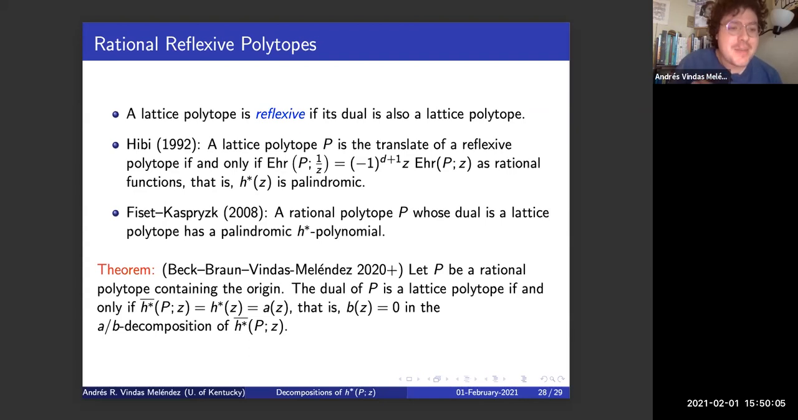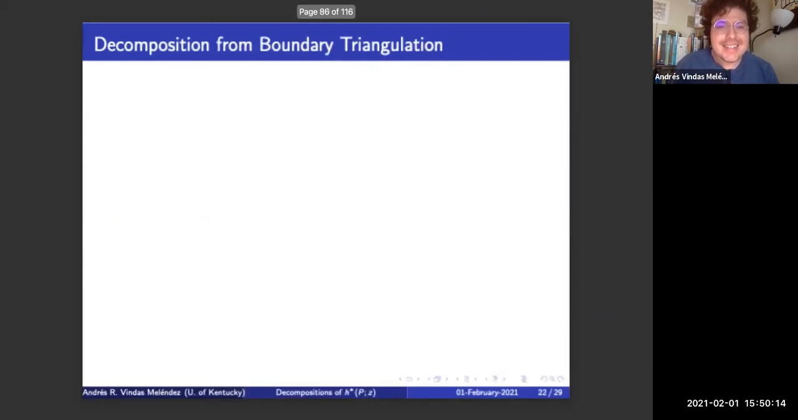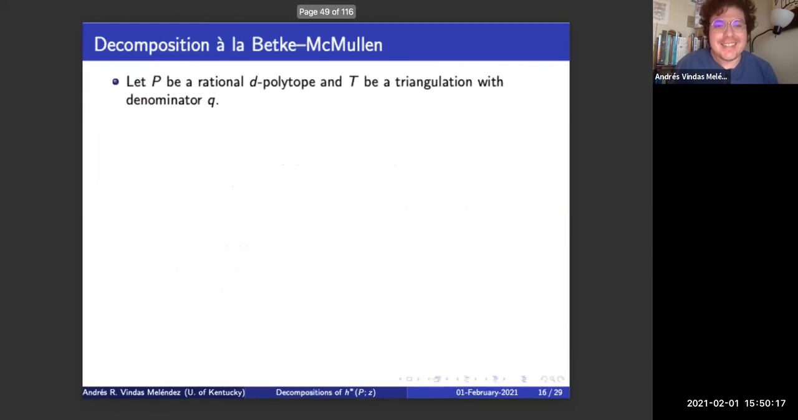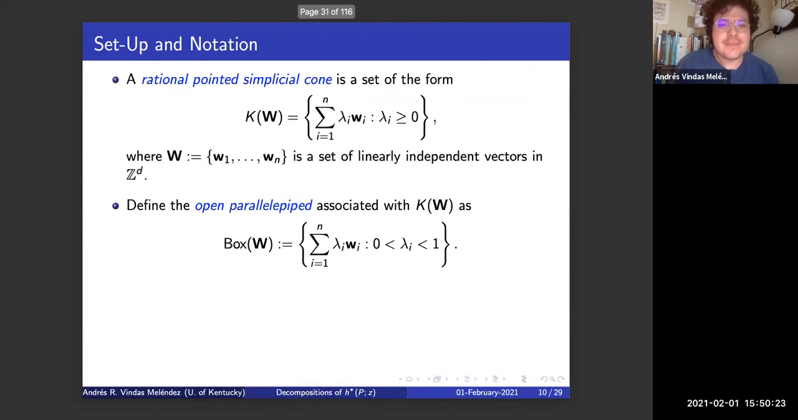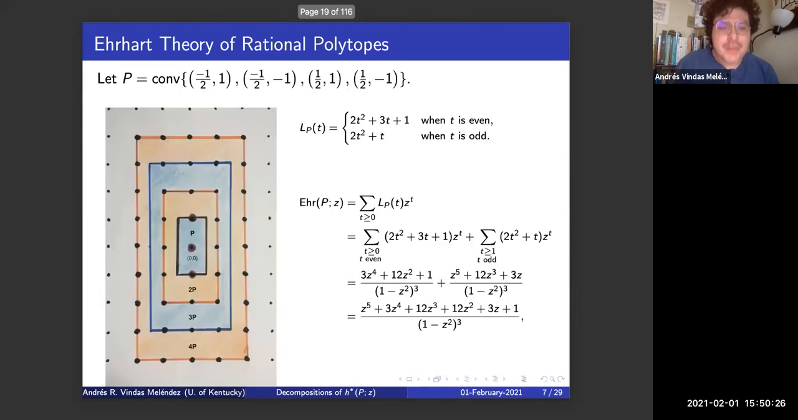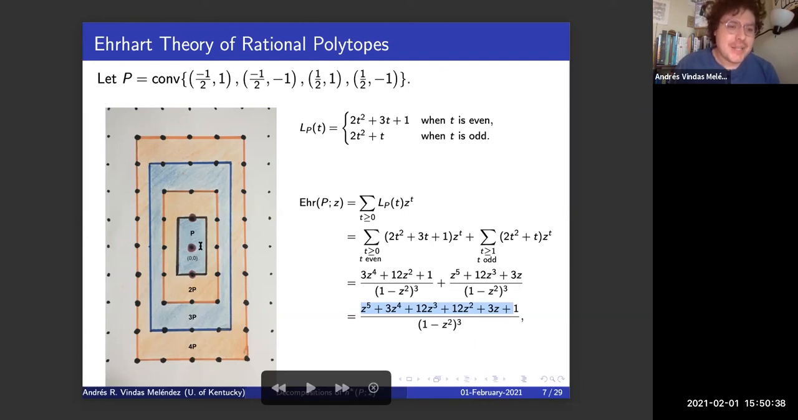And actually, thanks for reminding me. I almost forgot that very first example that I said I would get to. Actually, I'll go all the way back to the beginning of the talk with that small example. With this example, I told you, well, why is this palindromic? And actually, if you work it out, the dual of this rectangle is a lattice polytope, and we get in the AB decomposition that the B polynomial is 0, and this is in fact just the A polynomial in that decomposition, and so that's why.